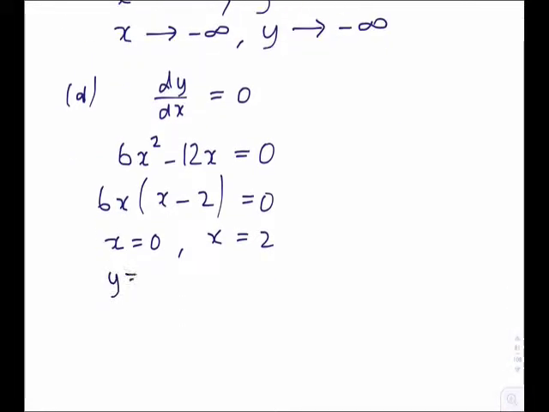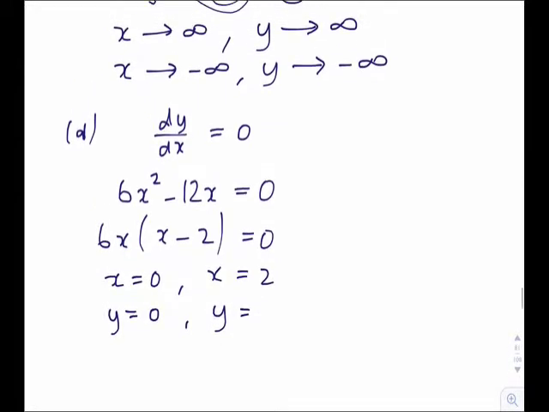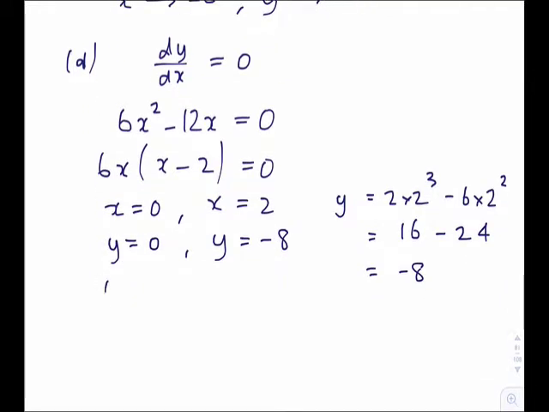When x equals 0, we know y equals 0. We've already come across that point. When x equals 2, I'd have to substitute that back into the original equation. y is 2x cubed minus 6x squared. So we've got 8 times 2, we've got 16 minus 24, negative 8 for our y values. So the 2 points are (0, 0) and (2, -8).